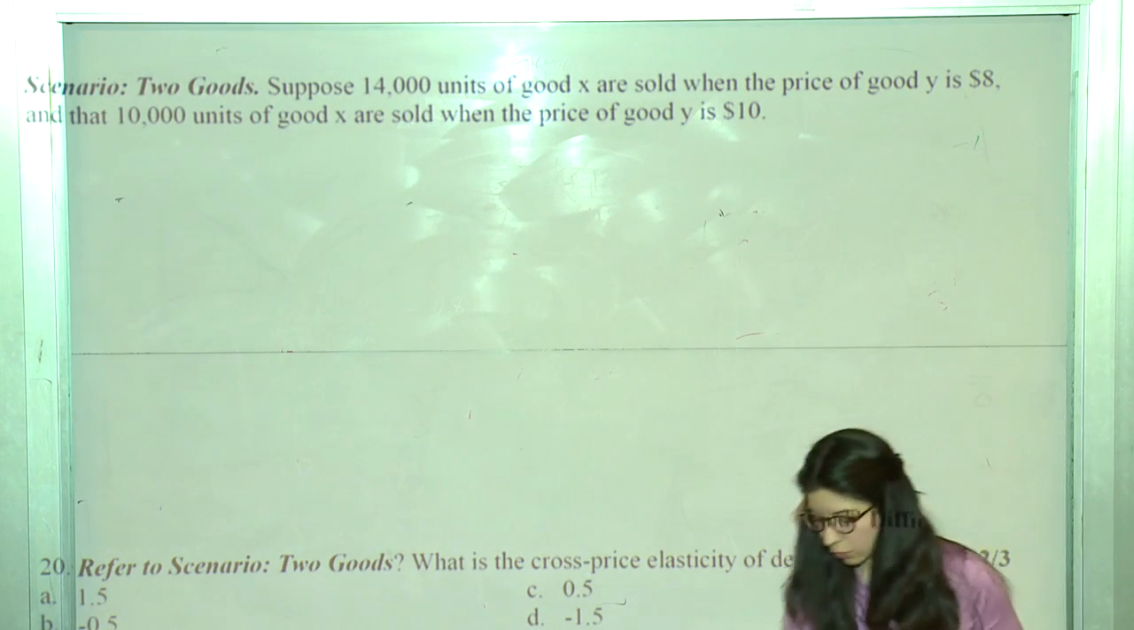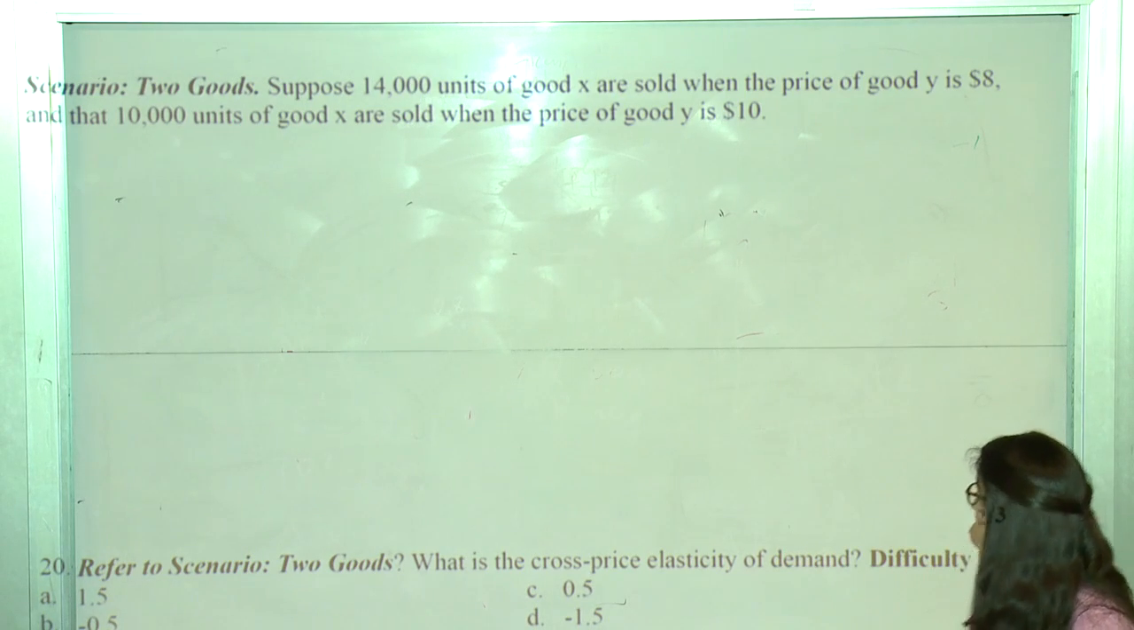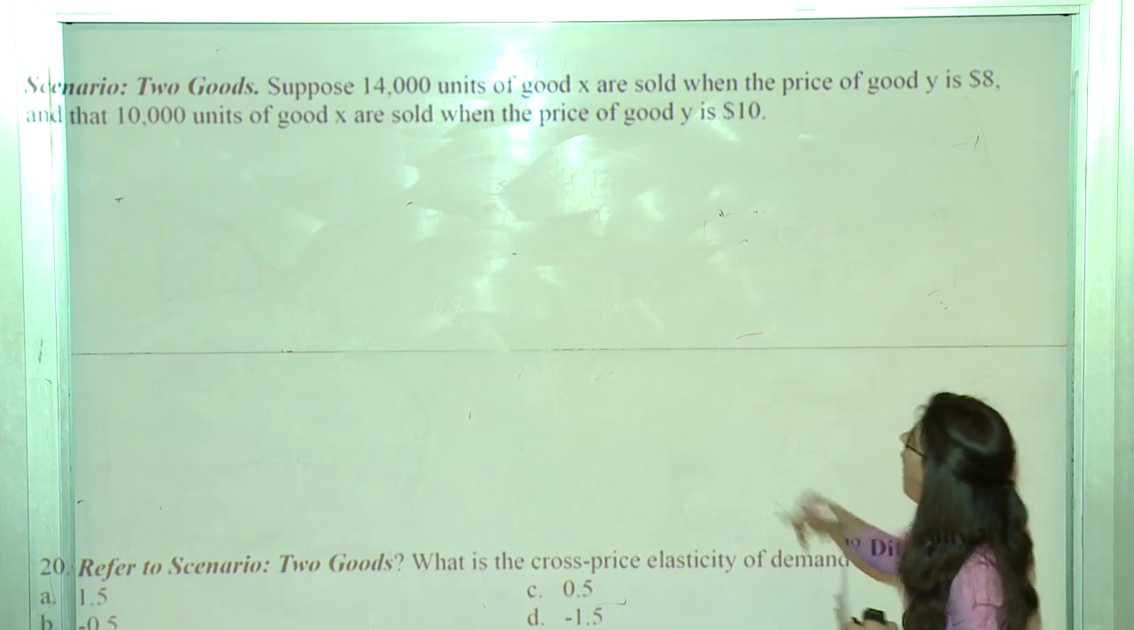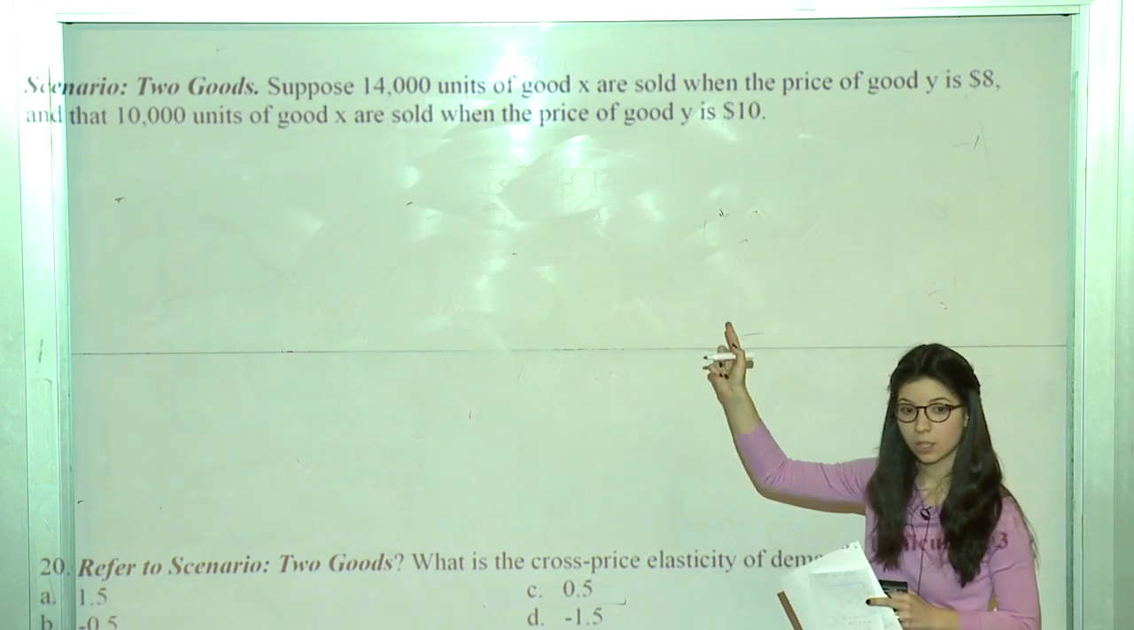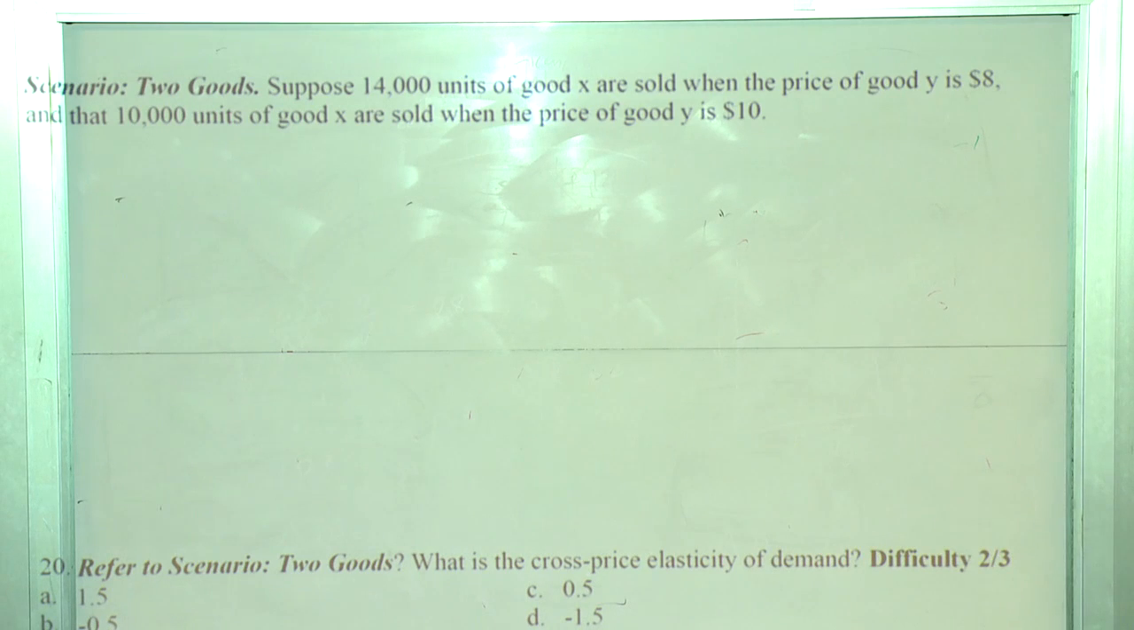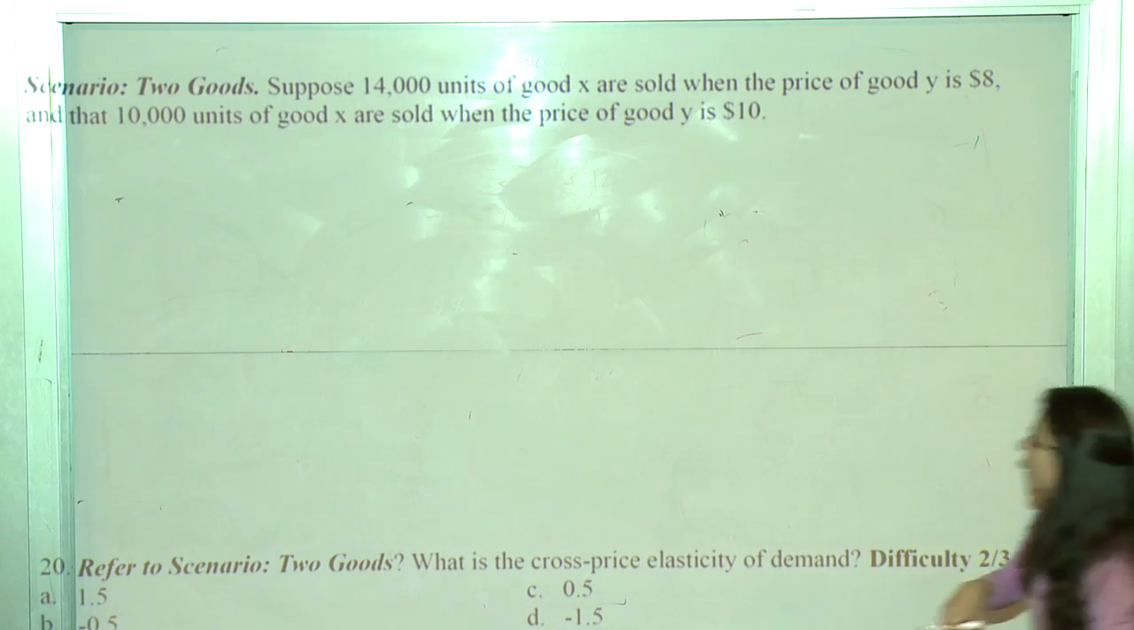So recall that the cross-price elasticity of demand is basically the responsiveness of the quantity demanded of good X to a change in the price of another good Y. Okay? So we can calculate the cross-price elasticity as follows.